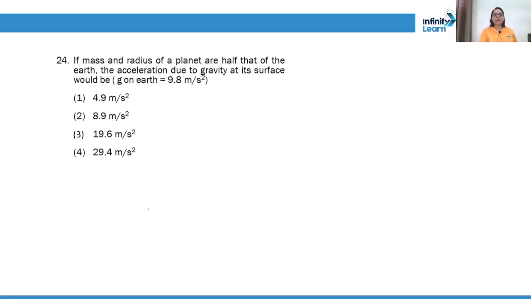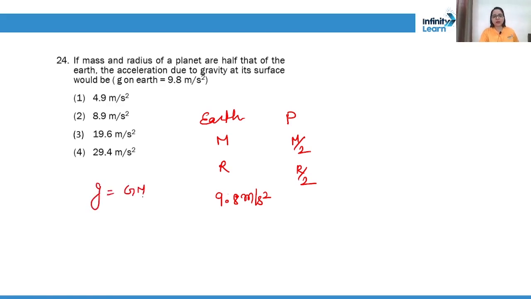Question number 24. If mass and radius of a planet are half that of the Earth. So Earth, and let's say this is planet P. Mass of the Earth is m, then mass of the planet is m by 2. Radius of the Earth is r, then radius of the planet is r by 2. Acceleration due to gravity at its surface would be. So acceleration due to gravity on the surface of the Earth is 9.8 meter per second square. g is given as GM upon r square, which is equal to 9.8 meter per second square for Earth, right? So for planet, it will be G into m by 2 divided by r by 2 whole square.